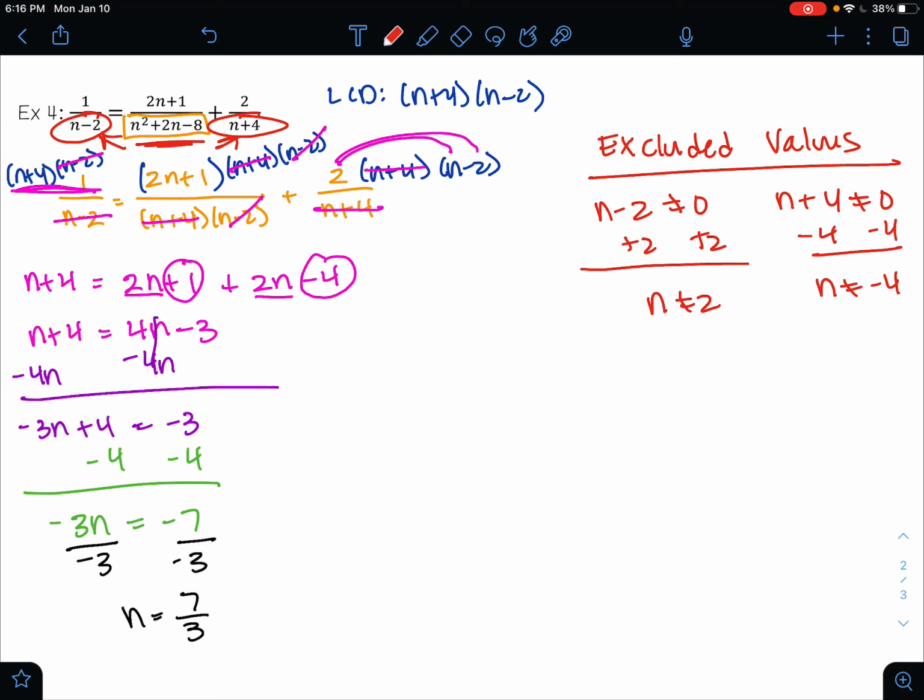My solution is 7/3. That is not an excluded value, so this is my answer.